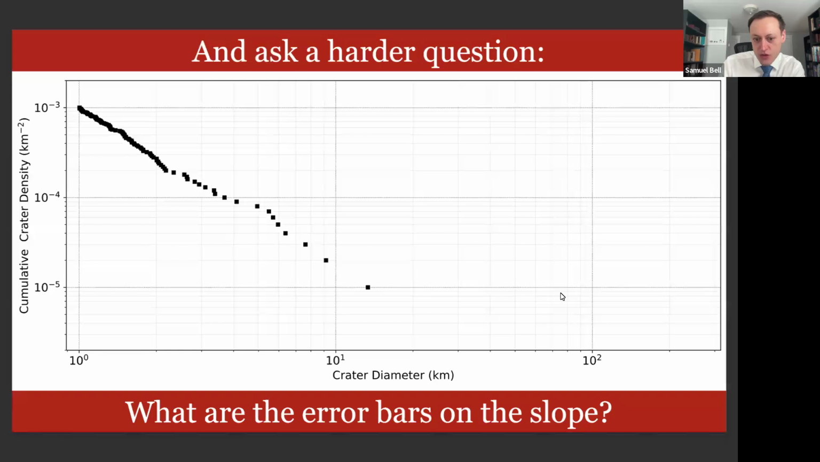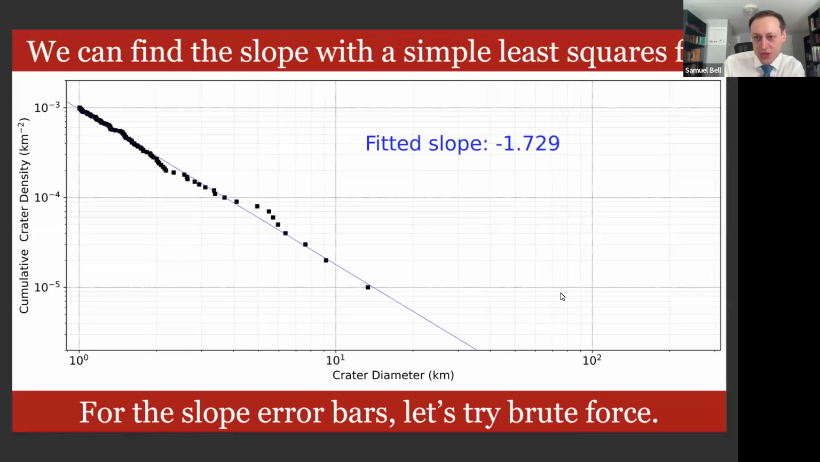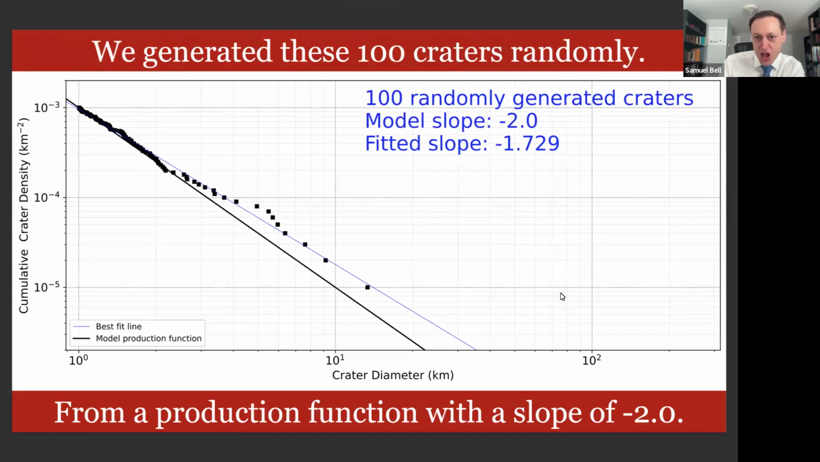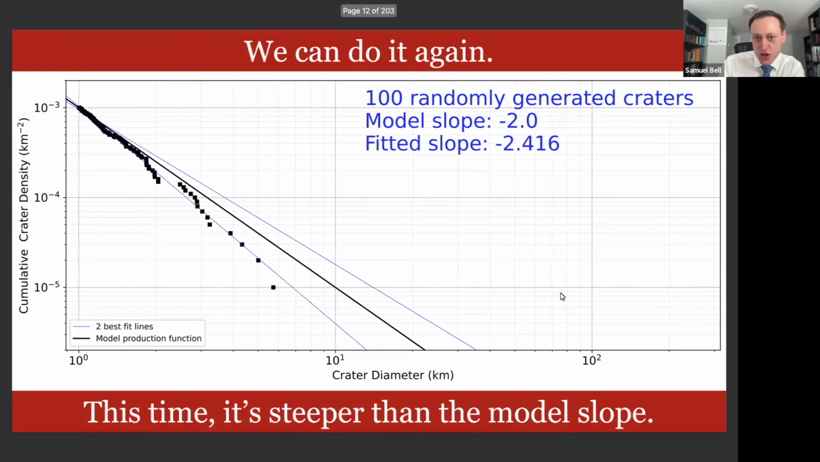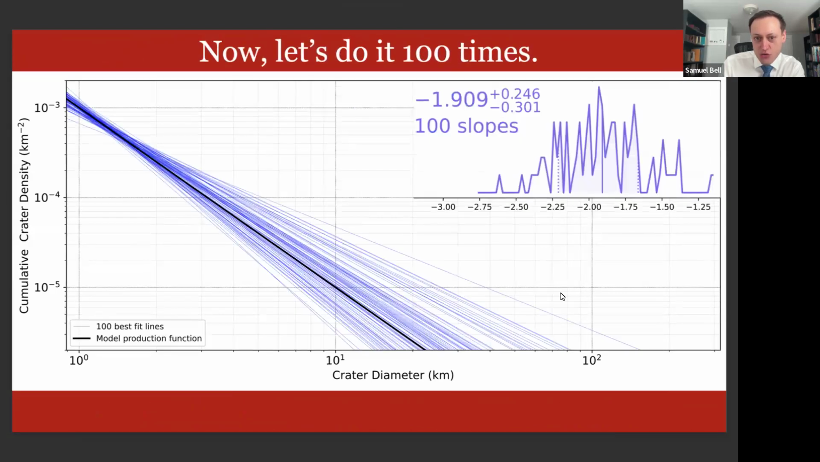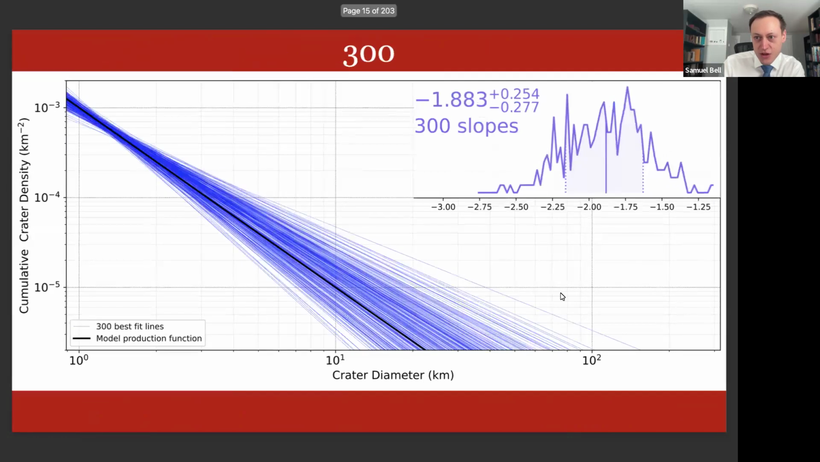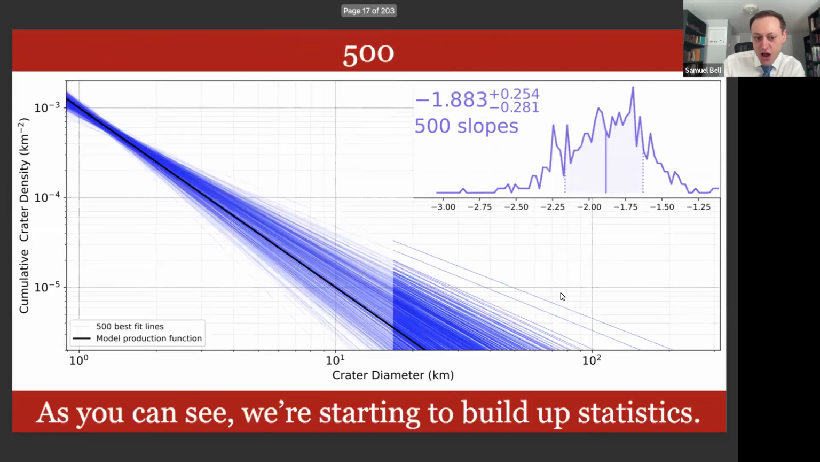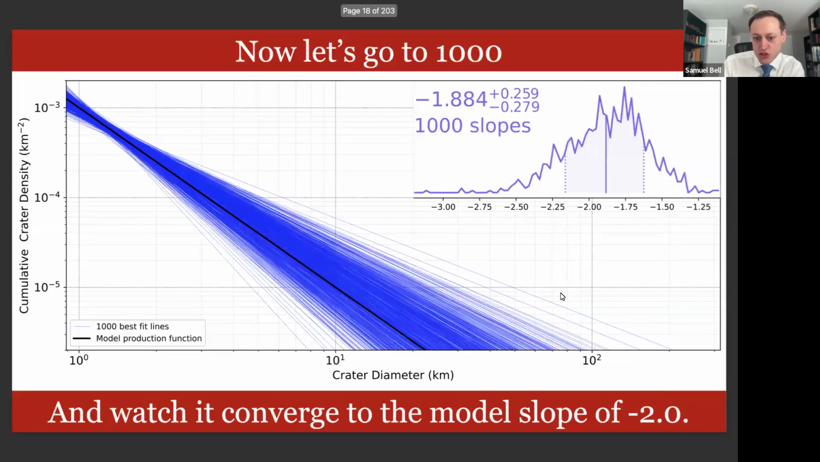What are the error bars on the slope? We can find the slope with a simple least squares fit. For the slope error bars, let's try brute force. We generated these 100 craters randomly from a production function with a slope of -2. We can do it again. This time it's steeper than the model slope. Now let's do it 100 times, 200 times, 300, 400, 500. As you can see, we're starting to build up statistics. Now let's go to 1,000 and watch it converge to the model slope of -2.